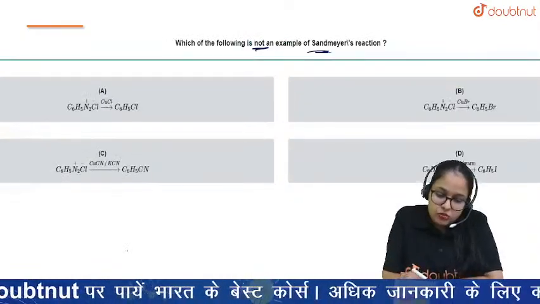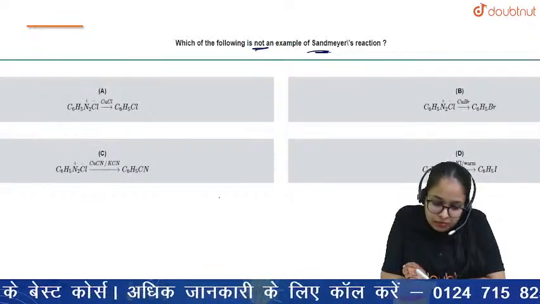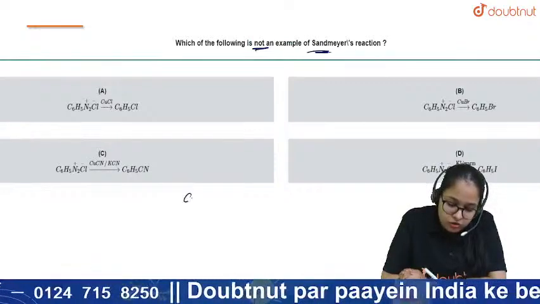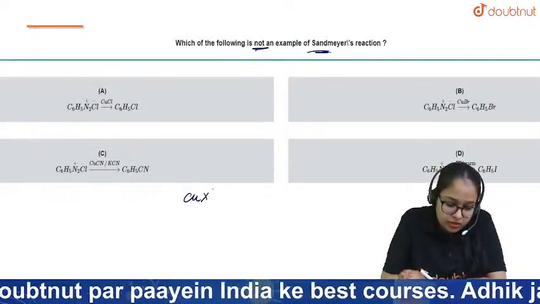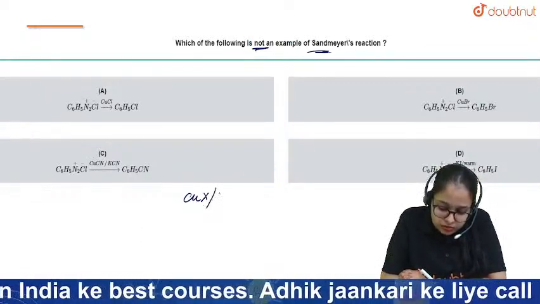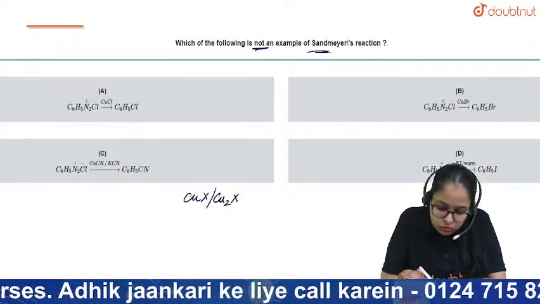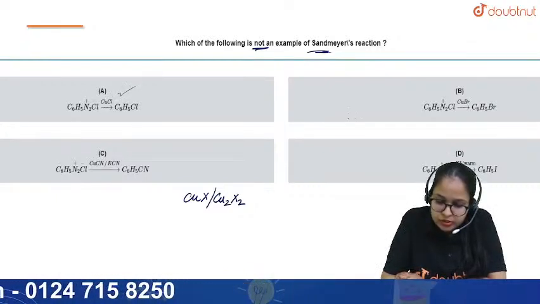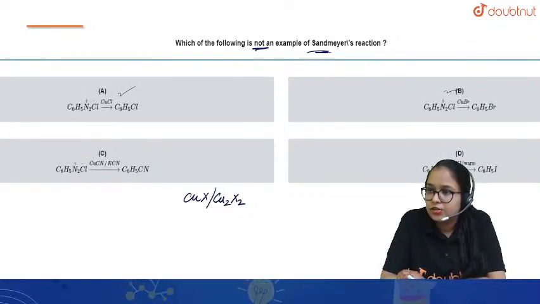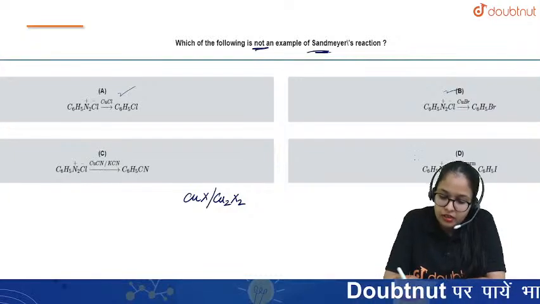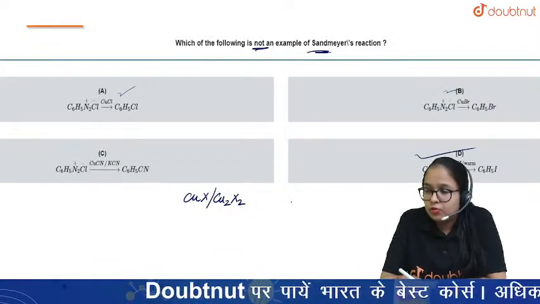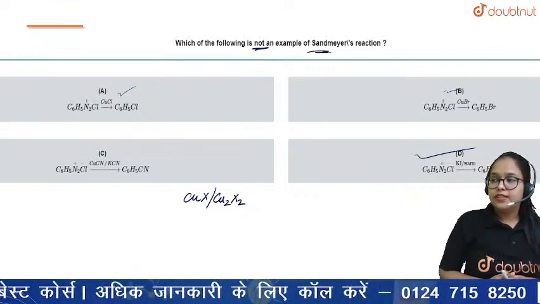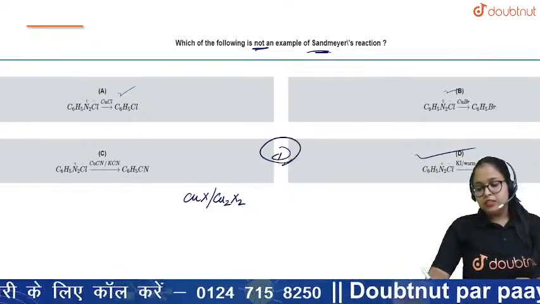And in the next question, which of the following is not an example of Sandmeyer reaction? We have to understand that in Sandmeyer reaction we used to take CuX, or we used to take Cu2X2, right? So if we see this is CuCl, this is Sandmeyer, this is CuBr, this is also Sandmeyer, CuCN is also a Sandmeyer, but C6H5N2Cl in presence of KI and warm, this is not a Sandmeyer reaction. Correct option is option D, right?